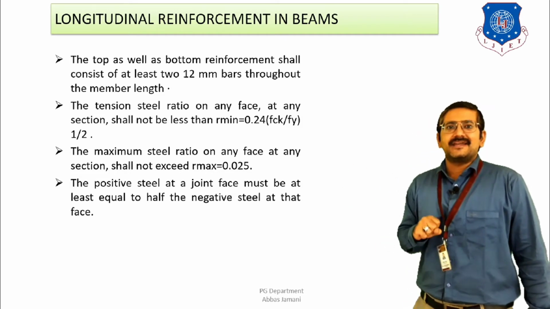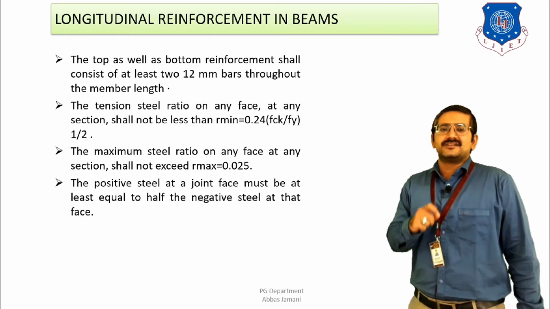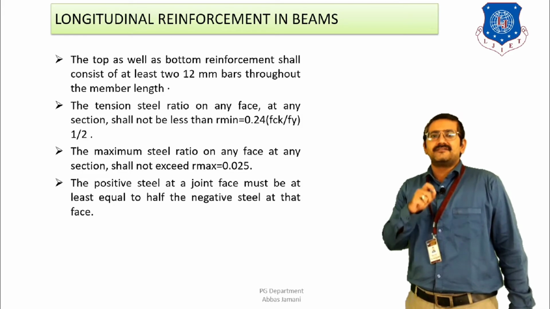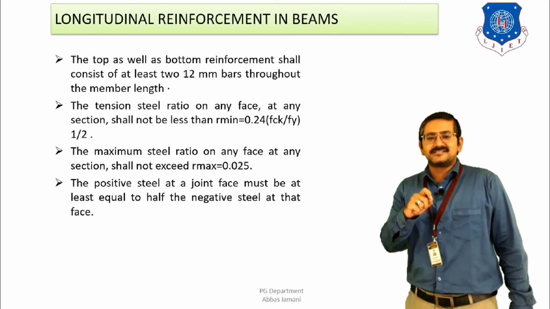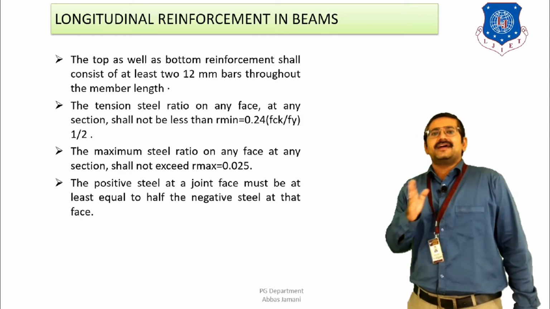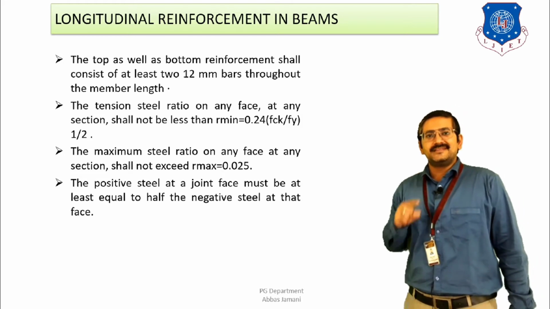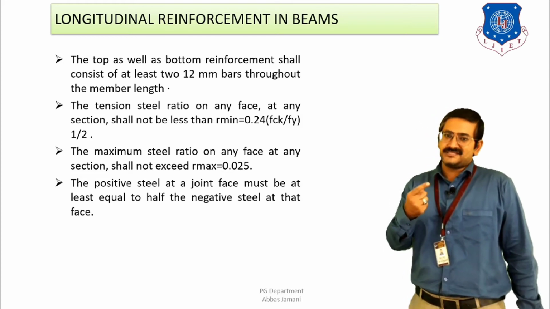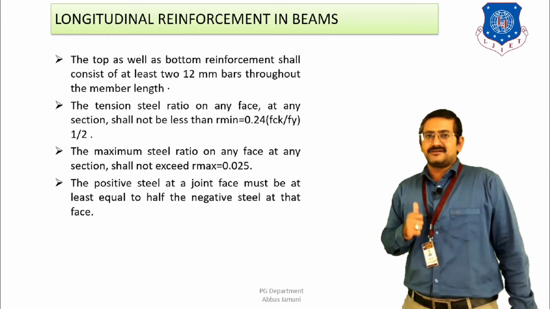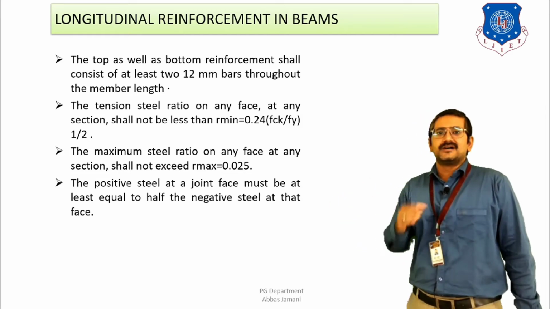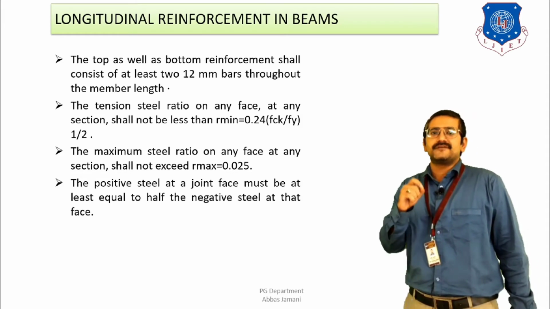Then the second criterion is that the tension steel ratio at any face and at any section should have a minimum value of 0.24 root of fck by fy. That is, the tension steel ratio at any face and at any section. These words are critical, right? Any face, any section. So whether it is the tension face or the compression face, and at the same time at any section throughout the length of the member, the minimum steel that has to be provided is 0.24 root of fck by fy.